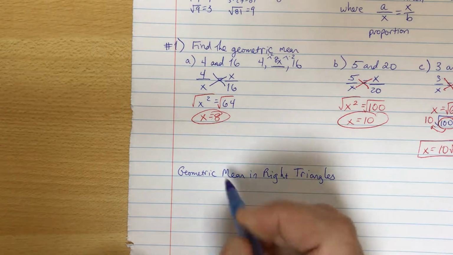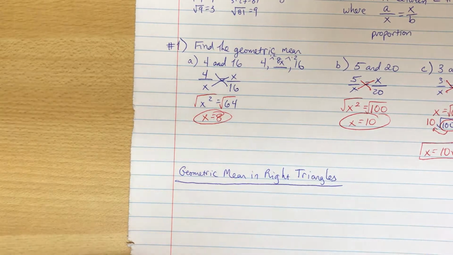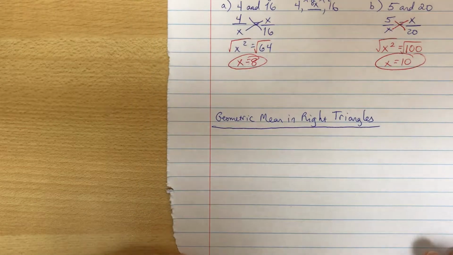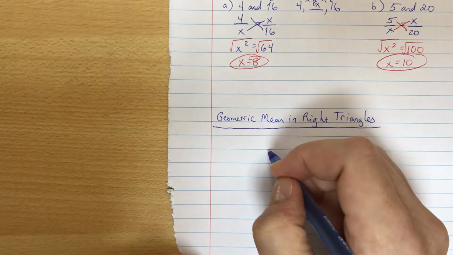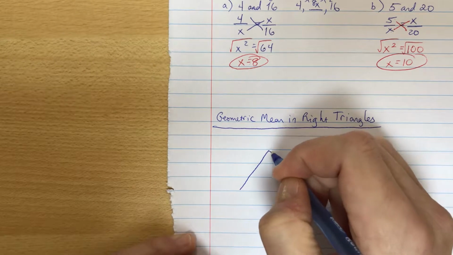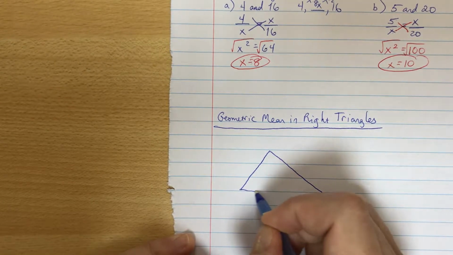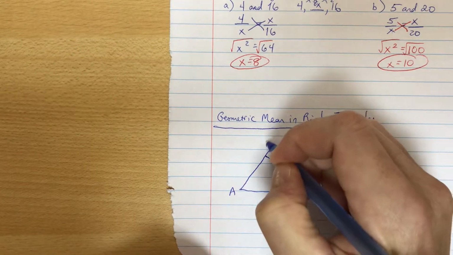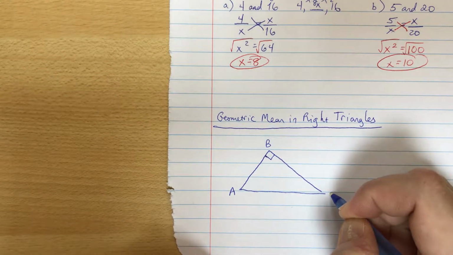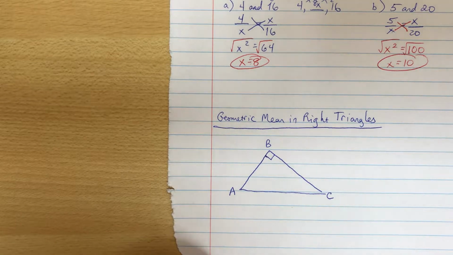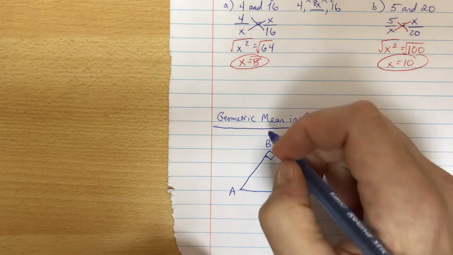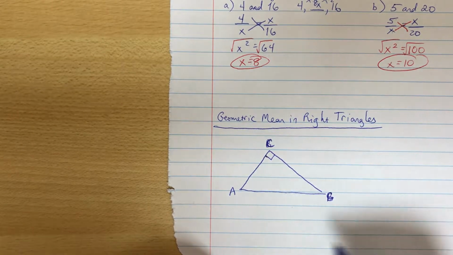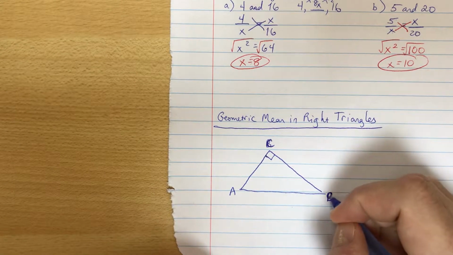Something very interesting is going to happen when you look at right triangles. There's going to be a special situation that comes up that we can take a look at. It's going to start with a picture here. If we have a right triangle, I'm going to name this A, B, and C. Actually, I'm going to put the C here. You'll see why later. Sorry about that. A, B, C. So here's my B.